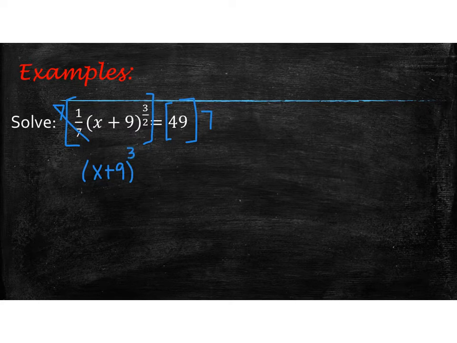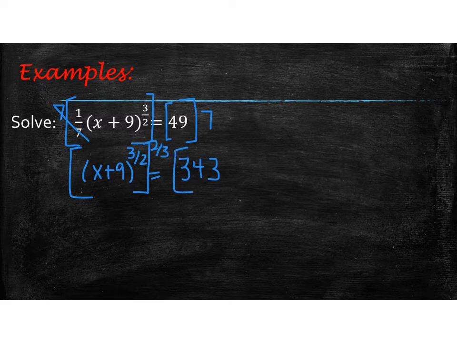to the 3/2 power equals 49 times 7, which is 343. Then, because we have the exponent of 3/2, what you'd want to do is raise each side to the reciprocal. So I'm going to raise this side to the power of 2/3, and I'd want to do the same thing here. Raise this to the power of 2/3.